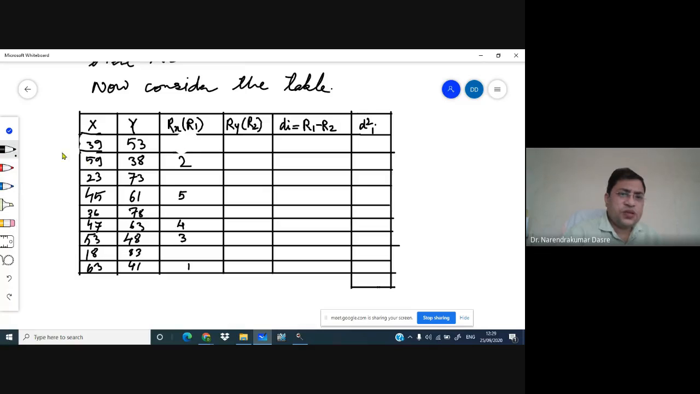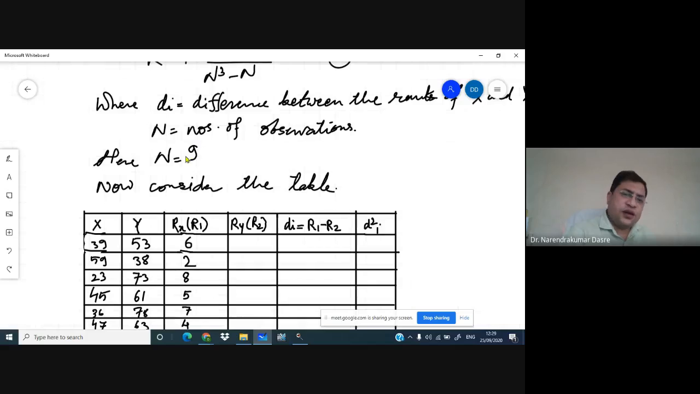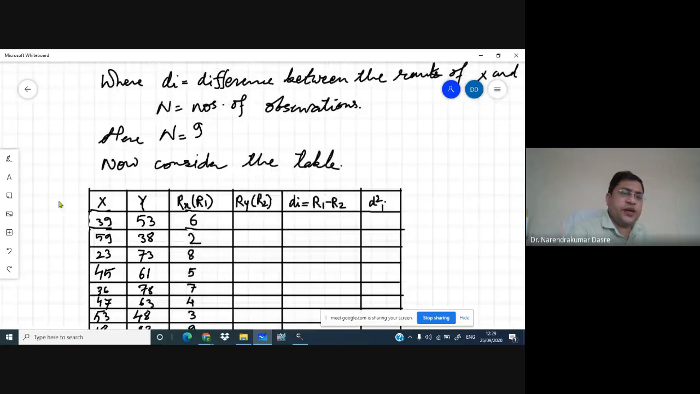Okay. So this is going to be 6 here. And now after 39, what do we have? We have 36. So this is 7. After that we have 23. This is 8. And the last, 18. So this is 9. One thing you need to remember: the maximum rank is equal to the number of observations. You can see we have 9 observations here, and then we got the maximum rank to be 9.